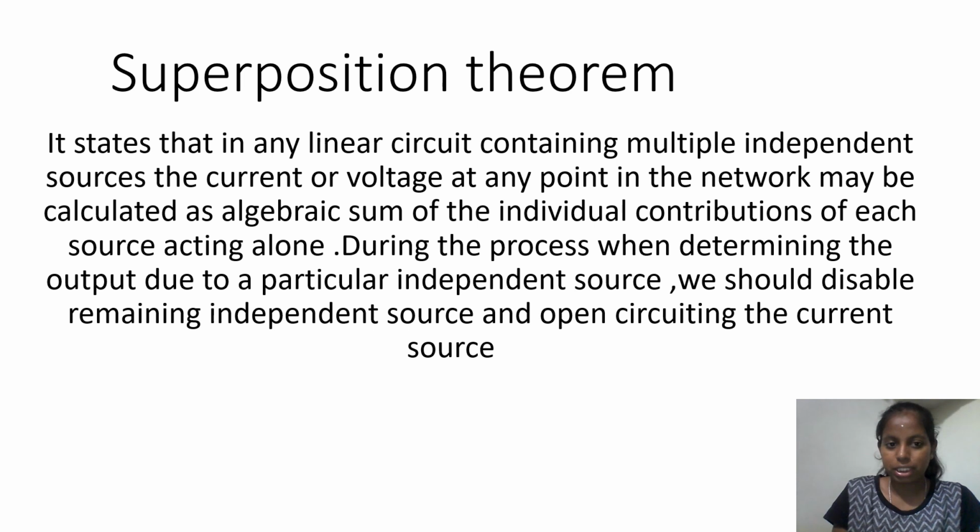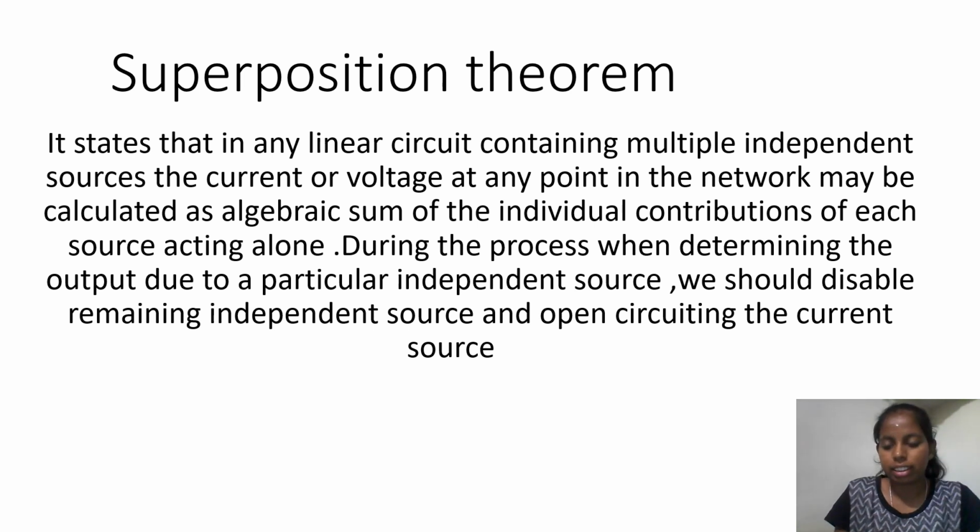Superposition theorem states that in any linear circuit containing multiple independent sources, the current or voltage at any point in the network may be calculated as the algebraic sum of the individual contributions of each source acting alone. During the process, when determining the output due to a particular independent source, we should disable the remaining independent sources and open circuit the current source.